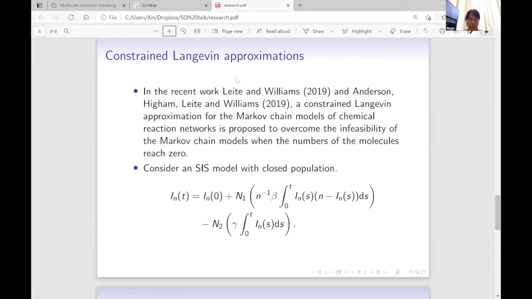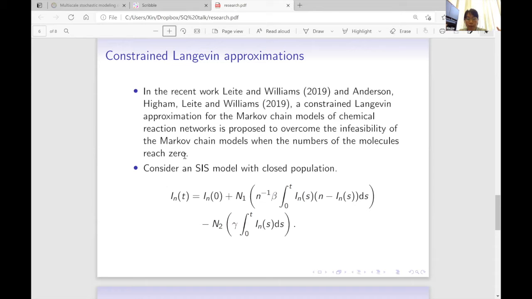Here I try to look at the recent work by Ruth Williams and her co-authors in 2019. They look at chemical reaction networks. They also consider continuous-time Markov chains, but they develop these constrained Langevin approximations, in the sense that because the number of molecules is non-negative, they put a reflection whenever the process reaches zero. In that way, the Markov chain stays in the non-negative orthant.